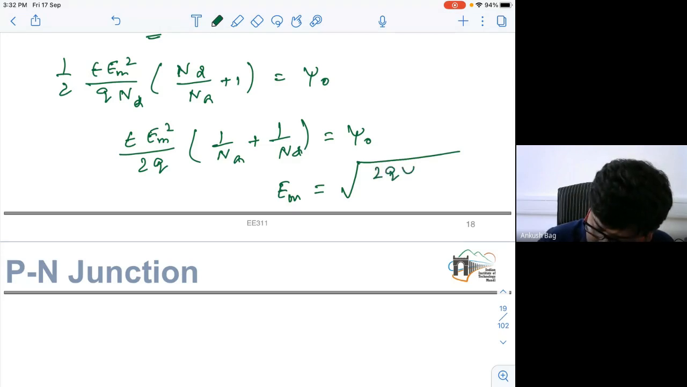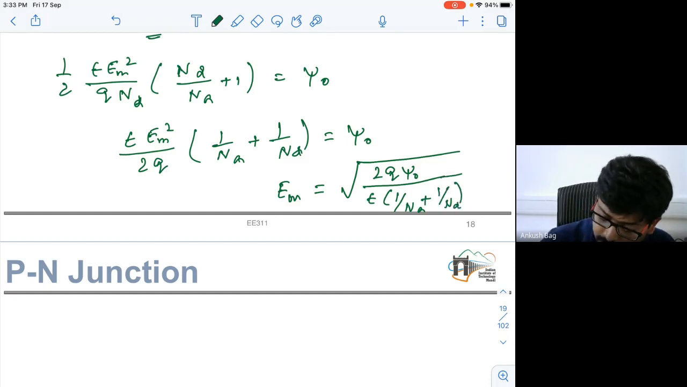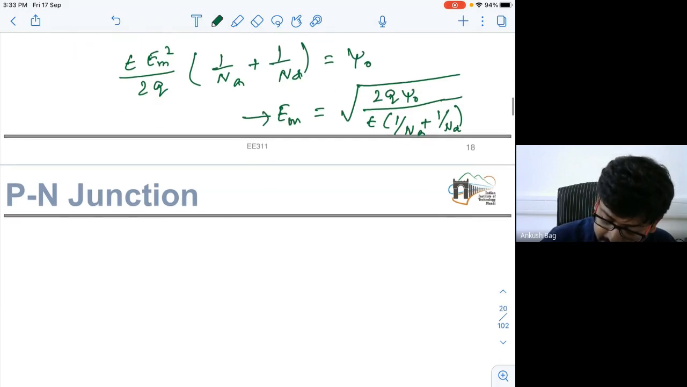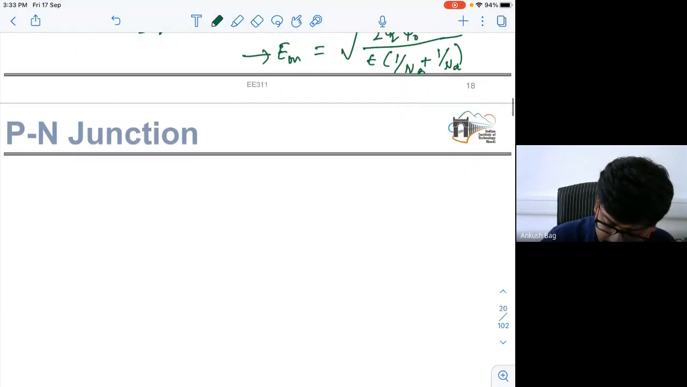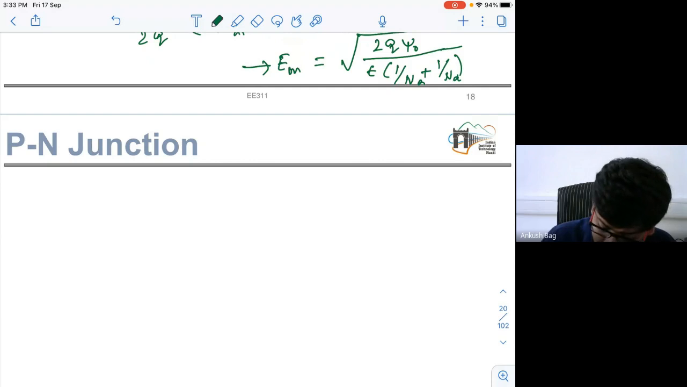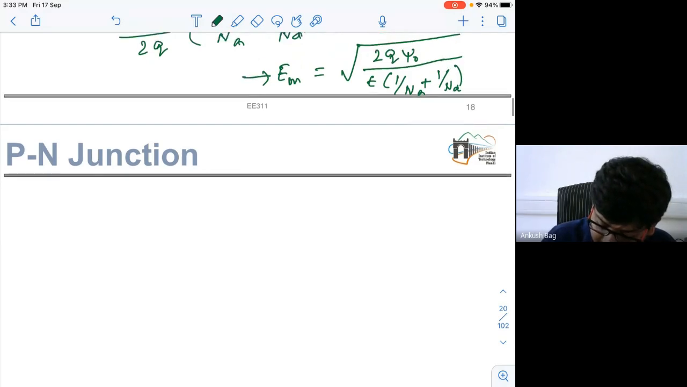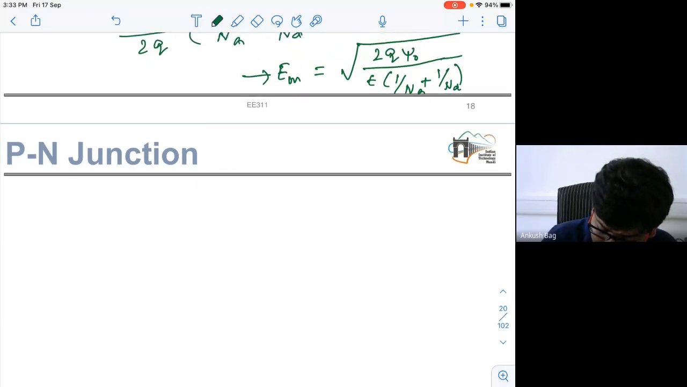Em equals the square root of 2q psi naught divided by epsilon, times (1 upon Na plus 1 upon Nd). So now we have the peak electric field. We derived this peak electric field at the junction. Now next we need to calculate or derive the formula for xp and xn.